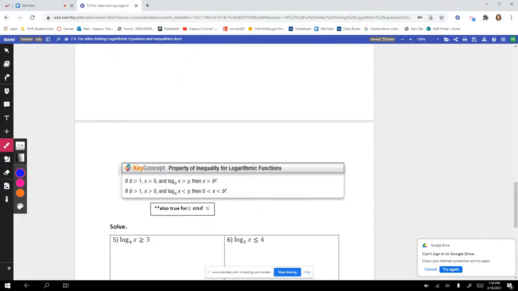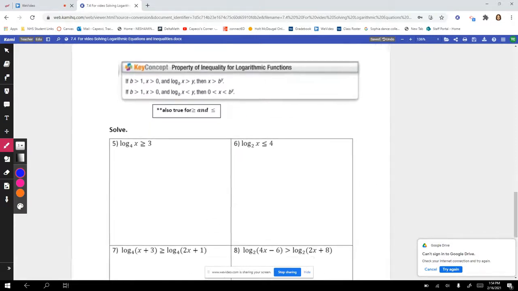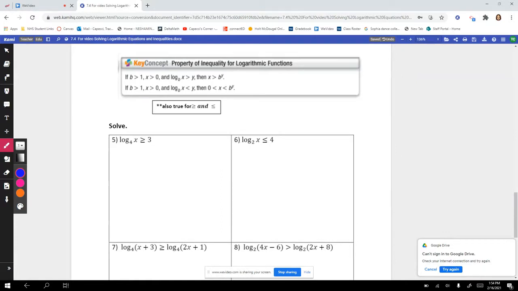Okay? All right, let's look at some inequalities. It's basically the same as the equation except for one little thing that's going to be different. Okay, so we'll see how we do.